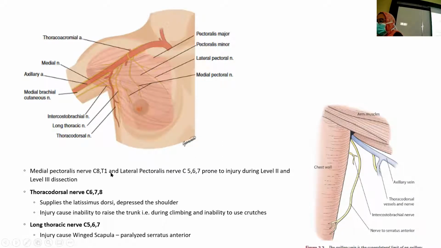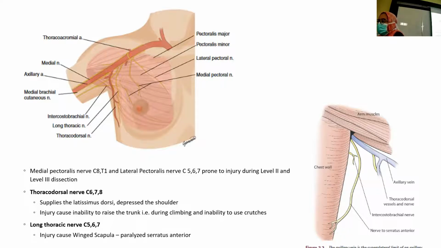So thoracodorsal nerve, C6, C7, and C8. These are the nerve injuries that you would want to be careful about when you do axillary dissection. The thoracodorsal nerve supplies the latissimus dorsi. How I remember it: dorsal here, dorsi here. So thoracodorsal supplies the latissimus dorsi, and it depresses the shoulder. If you injure this during the operation, you will have a problem with abduction of the shoulder.